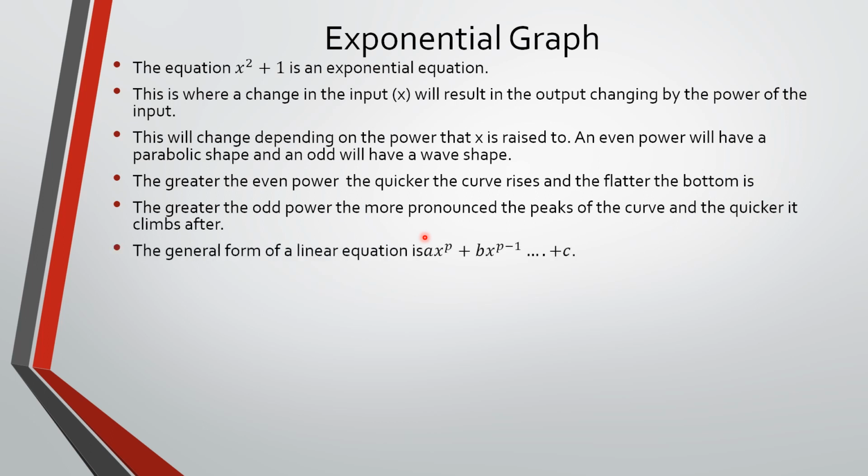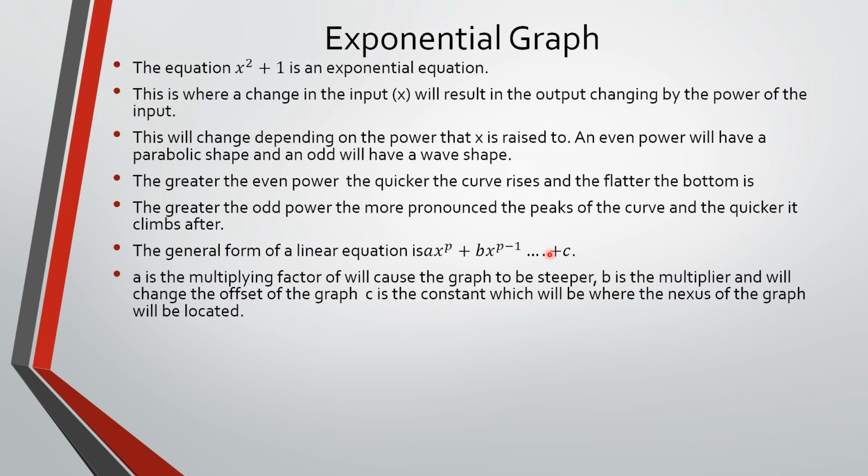The general form of the equation is ax to the power n plus bx to the power n minus 1, and so on and so forth. These don't have to have any kind of value, so it could just be 2 times 2x to the third, and that's an exponential graph right there. None of these other terms actually have to have a value, and then eventually there's a c, just a plus a constant.